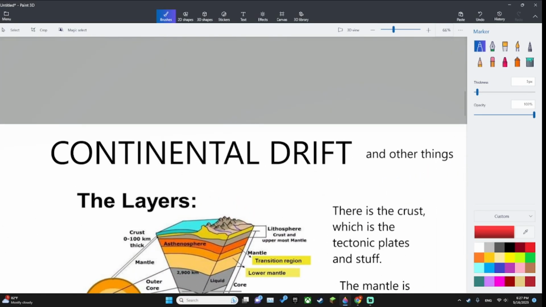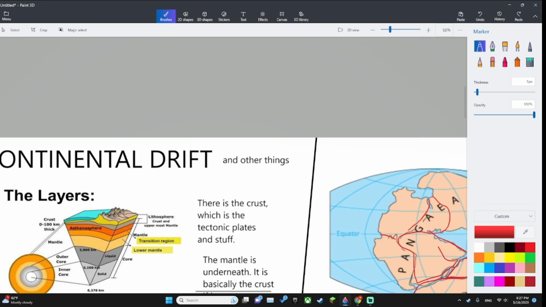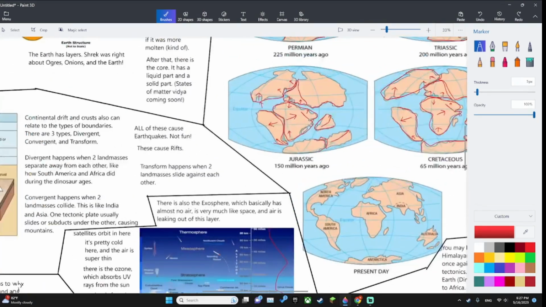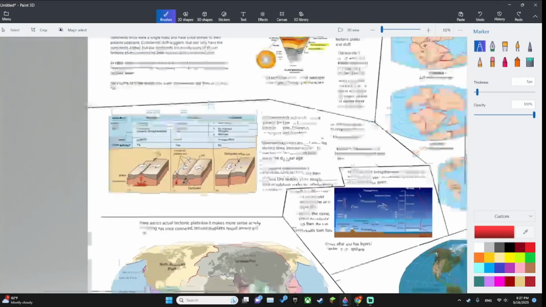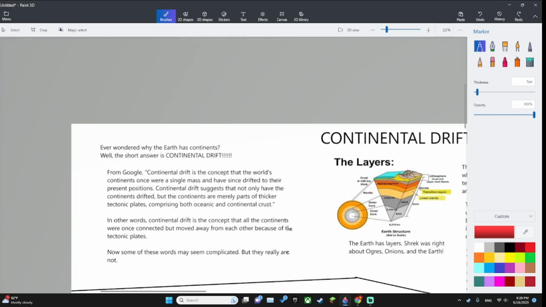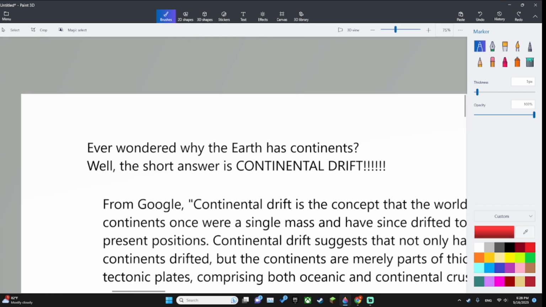So for our science thing, we're doing Continental Drift and other things. Like half of this is continental drift, the other half is topics related to it. So, ever wondered why the Earth has continents? Well, the short answer is continental drift.